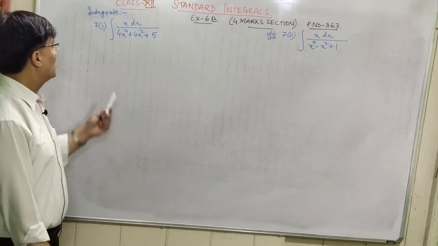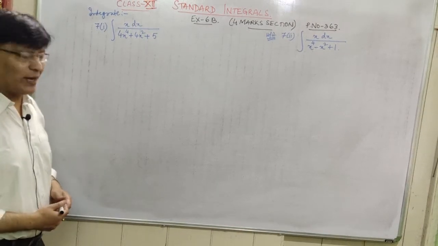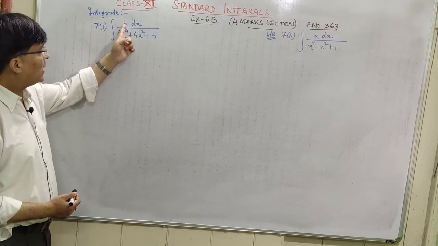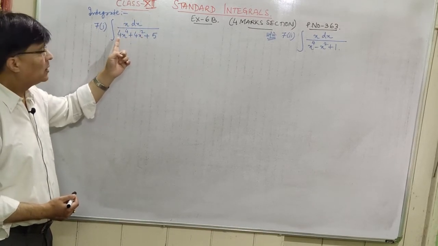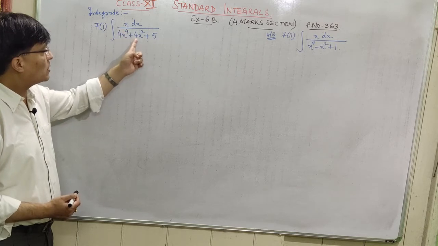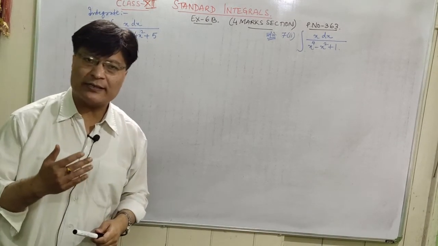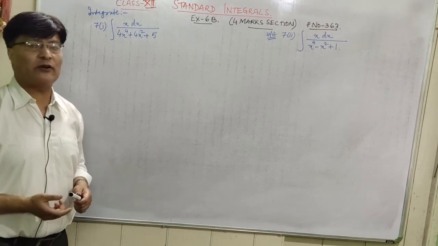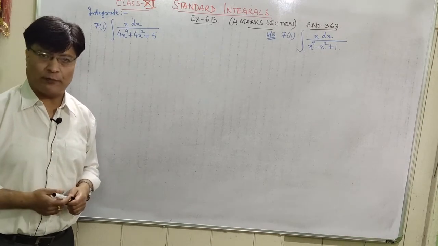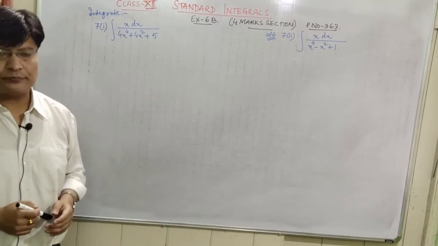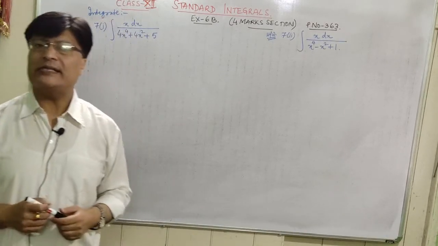So now we'll do the next question, that is 7 number 1. You have to integrate integral sine x dx divided by 4x to the power 4 plus 4x square plus 5. So here you cannot directly change it into standard integral form or in a perfect square form, because there is x in the numerator also. In the numerator there is x.